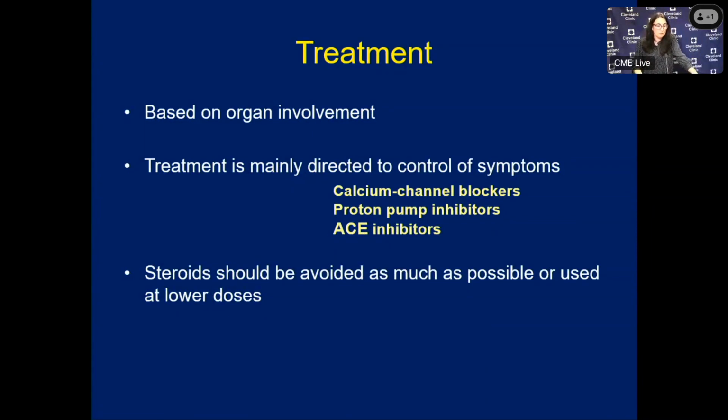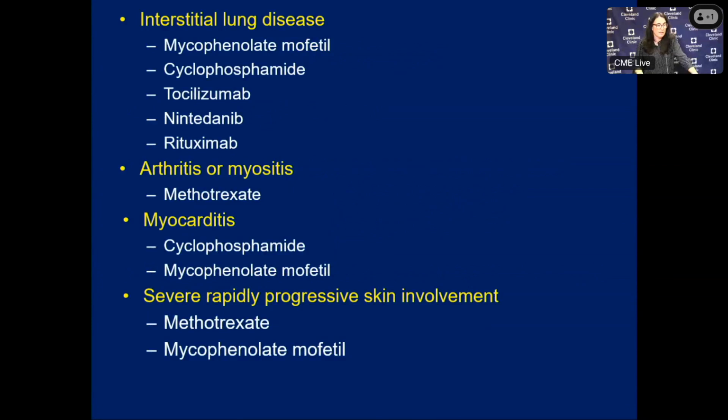Steroids should be avoided in these patients as much as possible or used at lower doses. When are immunosuppressive medications used in scleroderma? Some of the examples I listed here are important. Number one, interstitial lung disease, where mycophenolate mofetil, cyclophosphamide, tocilizumab, nintedanib, and rituximab can be used.